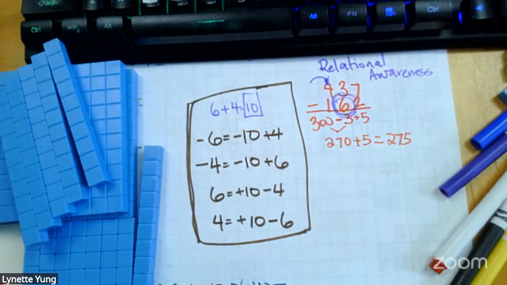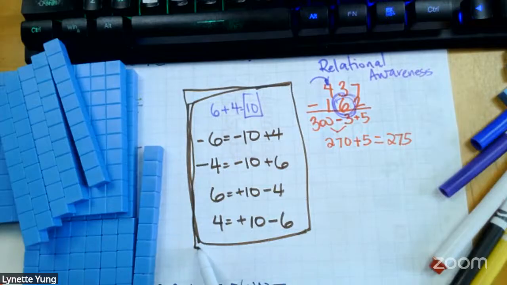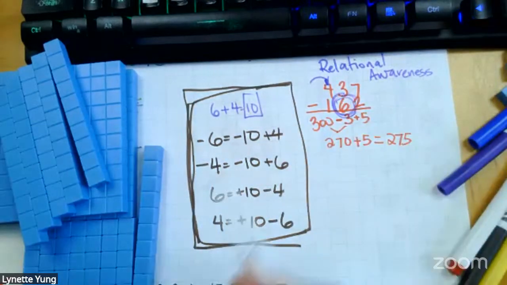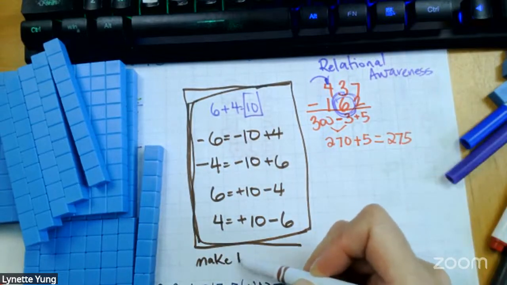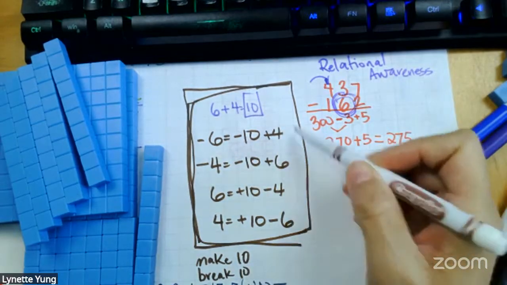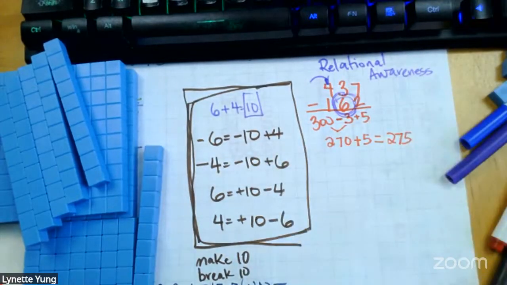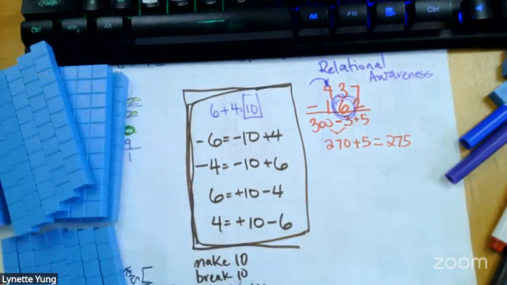Oh, I've never heard of that. What's another term for it? What did you call it before this? I just called it make a 10 and break a 10. I was just talking about this part right here, but I didn't have a terminology for it: how they're all related and seeing the patterns on that. I thought that was very interesting. I don't know who coined the term relational awareness.